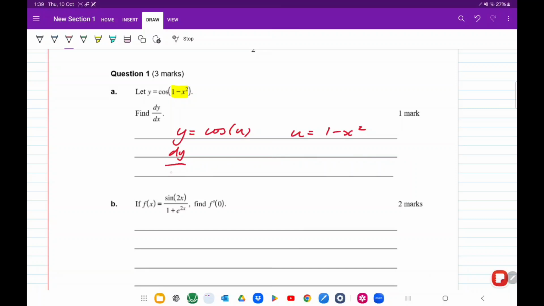So dy over dx is equal to, so the derivative of cos u is equal to negative sine u, and du dx is equal to negative 2x. In this case, since we're talking about the chain rule, we just need to multiply both this and this together and resubstitute the u back in. And so what we get is the answer being negative 2x sine 1 minus x squared.